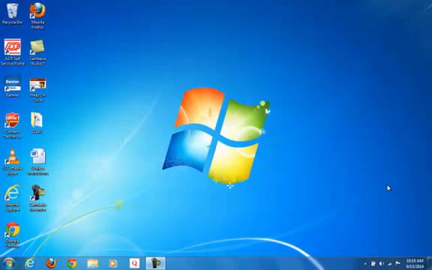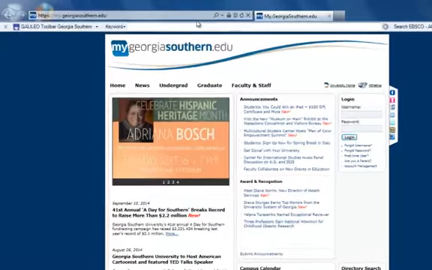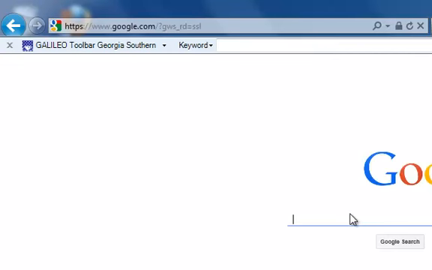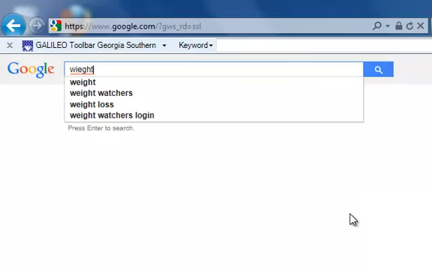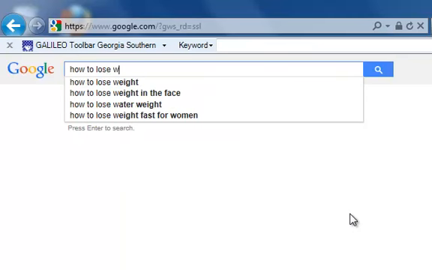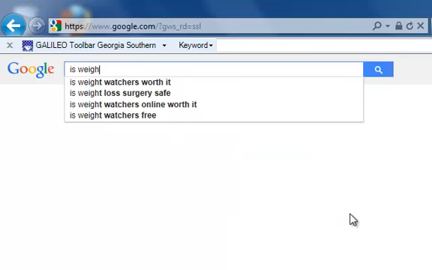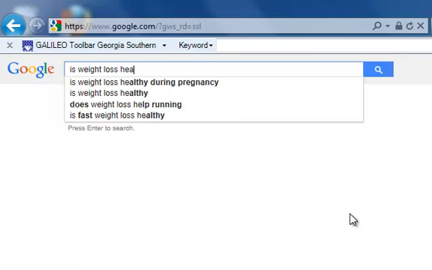One, I am writing a paper on weight loss for a class in English. I'm going to Internet Explorer, then I'm going to go to Google. And then I'm going to search weight loss. No. How to lose weight. No. I'm going to search is weight loss healthy.